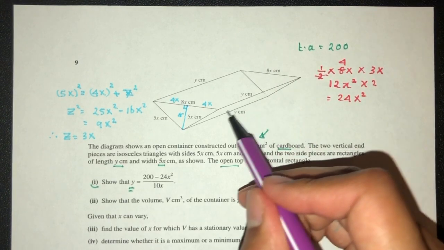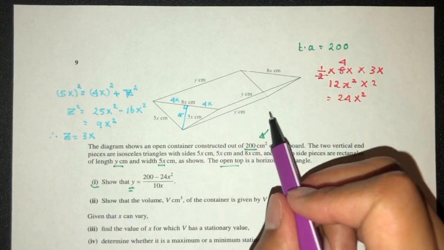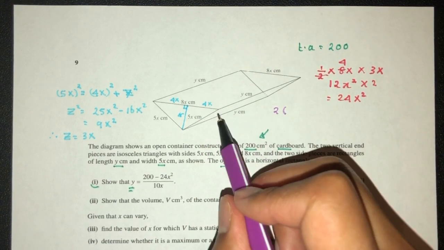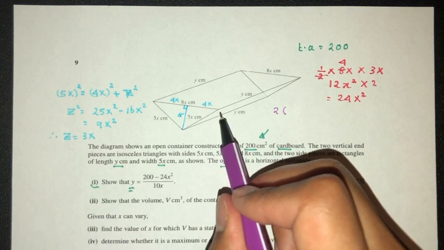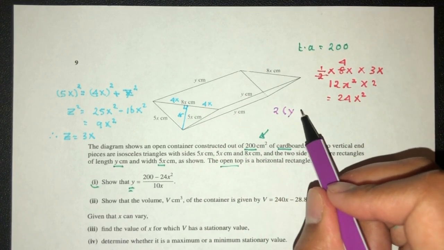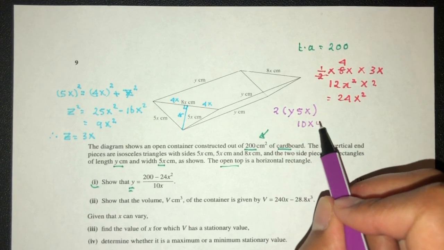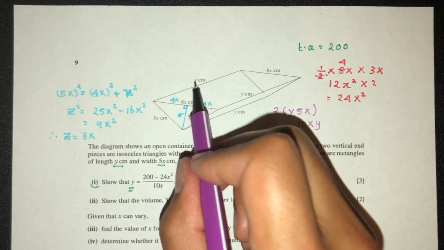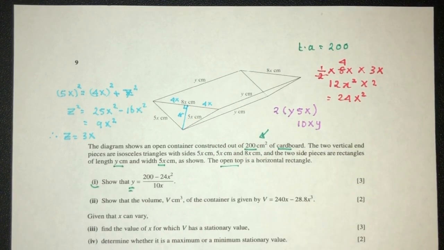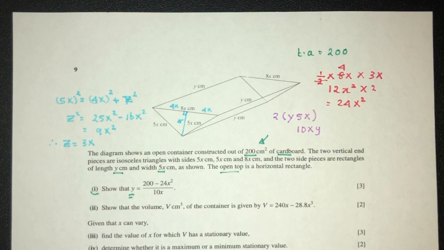Now, we have this side and the side in the back. So these are two rectangles, and we have to find the area of the rectangle. It is length times the width. y times 5x. So here we have 10xy for the two sides of the rectangles. Now we just have to add everything together to form our equation. I hope that was kind of helpful. At least you understood how we can derive that equation.